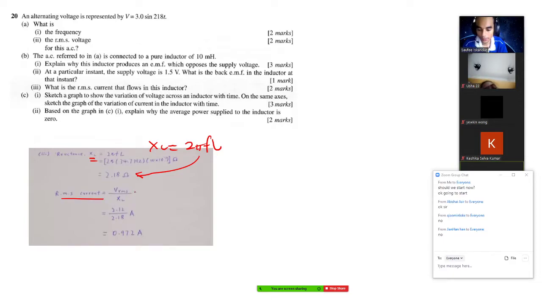RMS current is VRMS divided by XL. So it's 2.12 divided by 2.8, then you have 0.972 ampere. Okay, this is correct. So you get full marks for this. How many marks here? There are 2 marks.